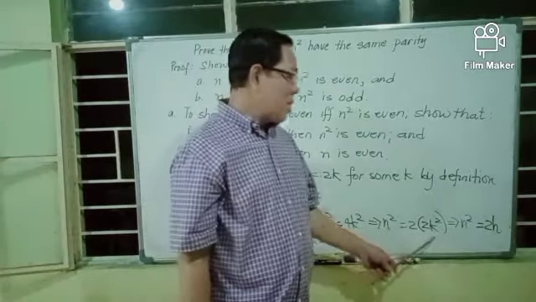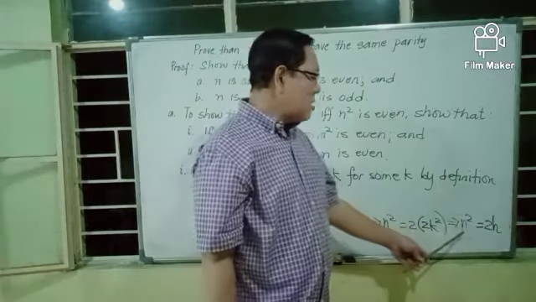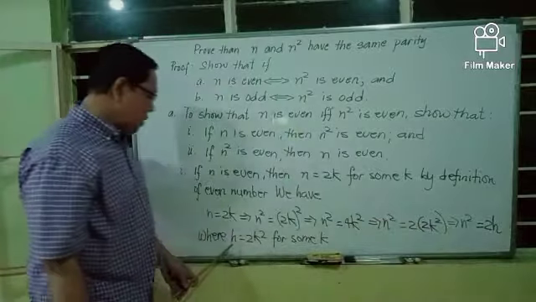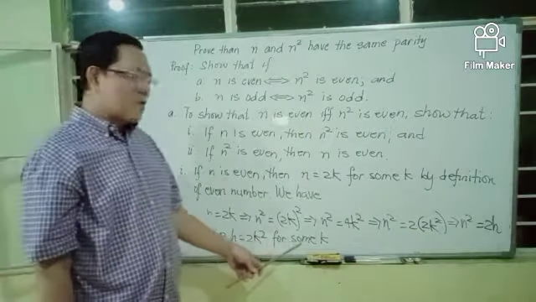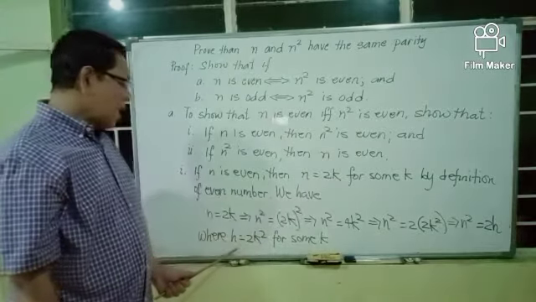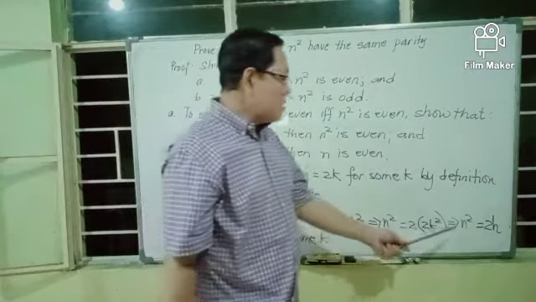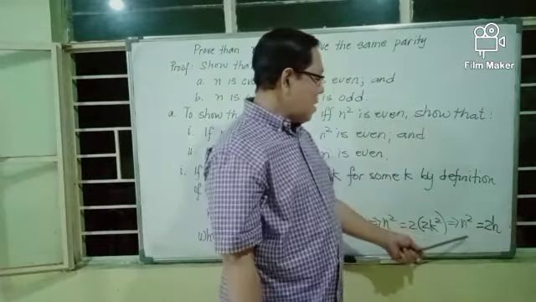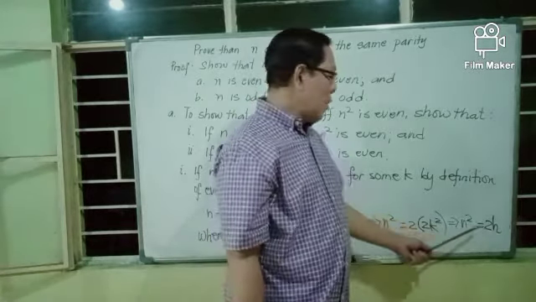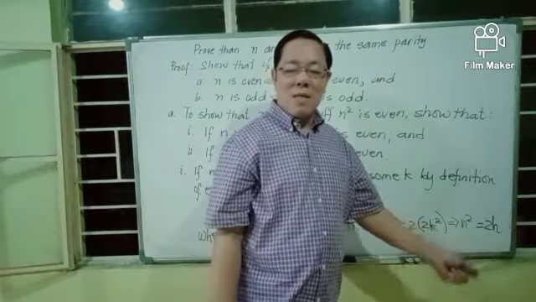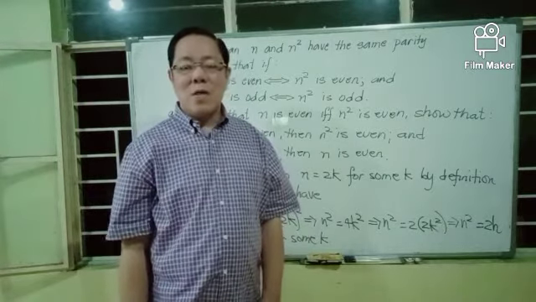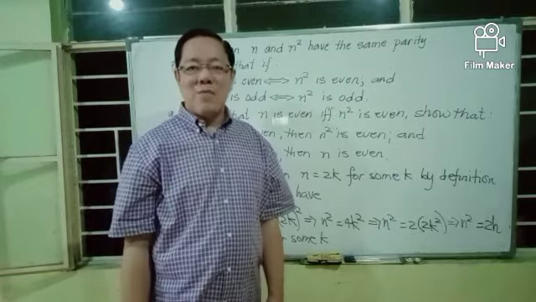And we let 2k squared be equal to h. Therefore, n squared is equal to 2h, 2 times h, where h is equal to 2k squared for some k. Because k exists, then h exists, and n squared is equal to 2 times h. Because n squared is divisible by 2, is a multiple of 2, or n squared is equal to 2 times an integer h, we conclude that n squared is an even number by definition of even number.